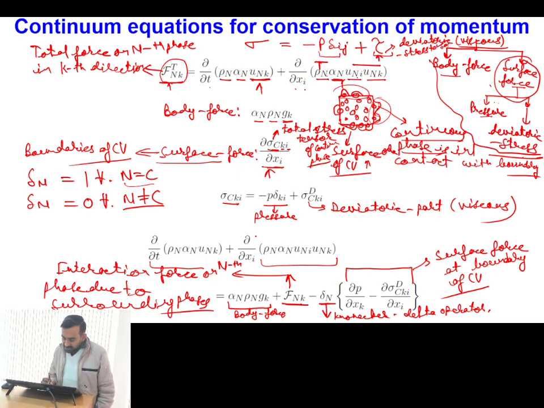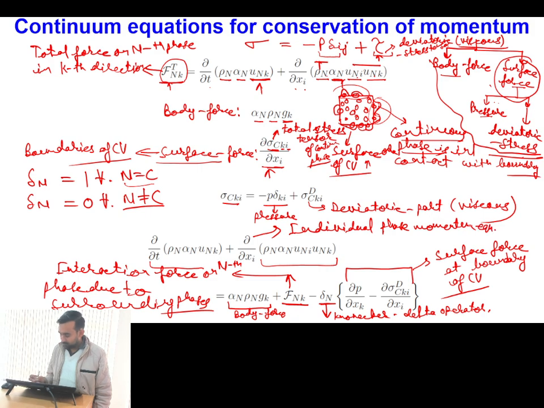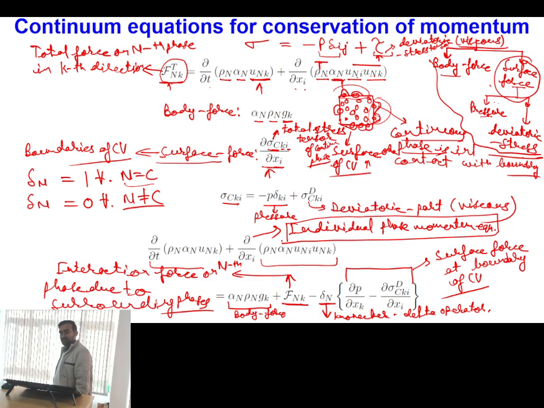So this equation is nothing but my individual phase momentum equation. So this complete equation is called the individual phase momentum equation. All are clear with this idea?